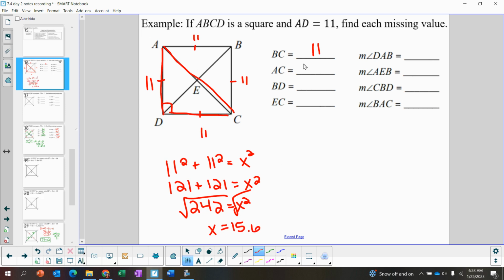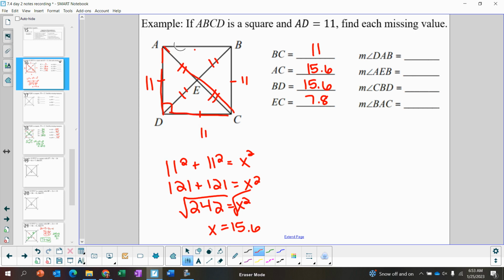So AC, the whole diagonal, is 15.6. So BD, because the diagonals are congruent, is also 15.6. EC is going to be half of the length of the diagonal, or 7.8, right? Because the diagonals are bisected and congruent to each other. So then it takes us to the angles.